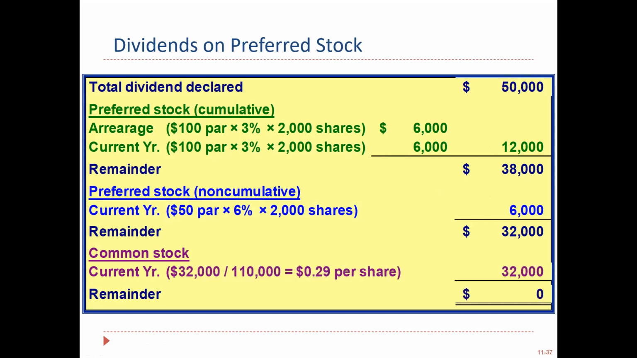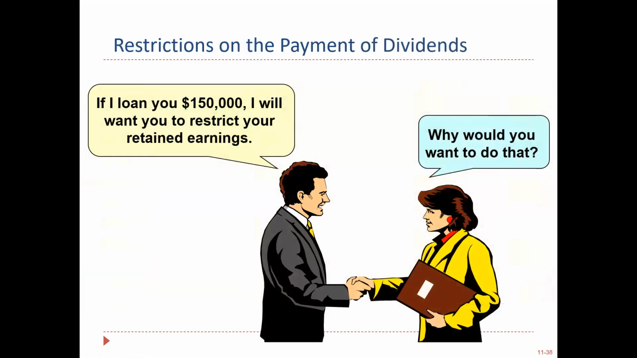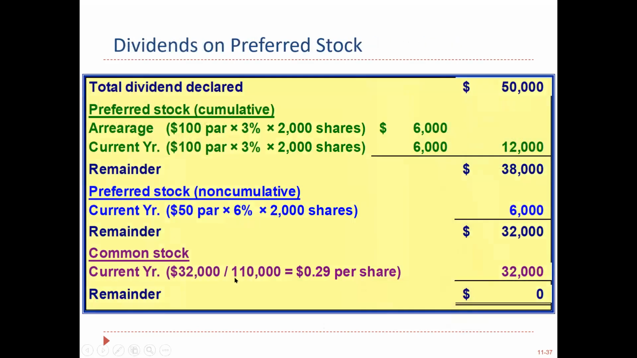$32,000. Remember they told us that the outstanding shares were 110,000? Well, the common stock people only got 29 cents per share. There was only $32,000 left over after we paid the preferred stock dividends. So if you're a common stockholder, you only got 29 cents a share. Okay? That might not bother you, though, as a common stockholder.